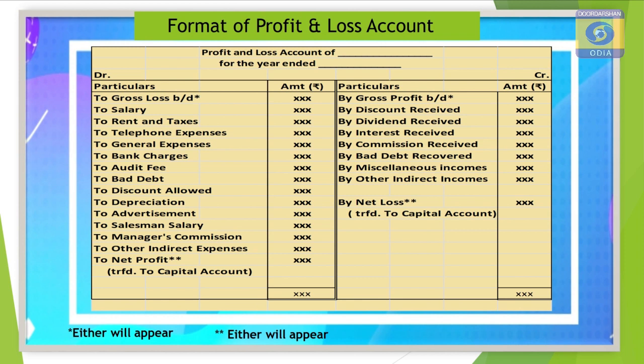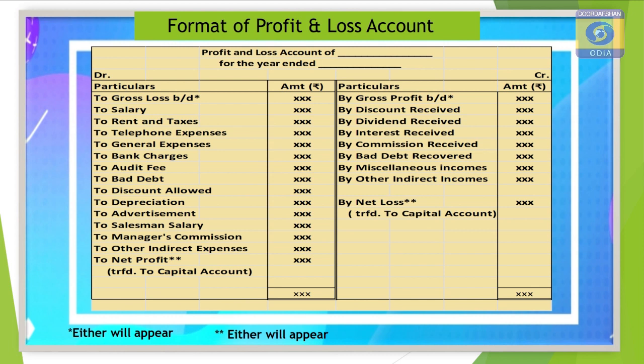Next we have depreciation. Depreciation is the fall in the value of an asset because of usage and passage of time. So, we also provide for depreciation on the debit side of the profit and loss account. Next we have advertisement. If any expenses are incurred on advertisement, that will also find a place on the debit side. To salesman's salary, to manager's commission, and all other kinds of indirect expenses that you find.